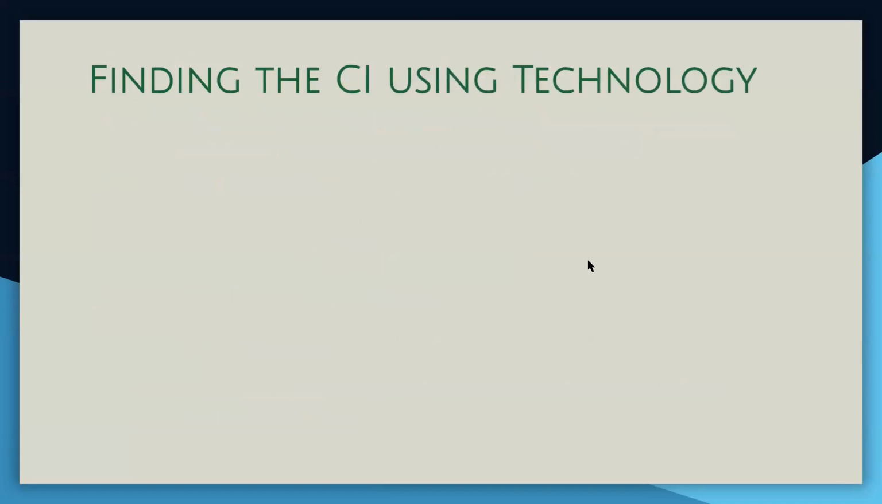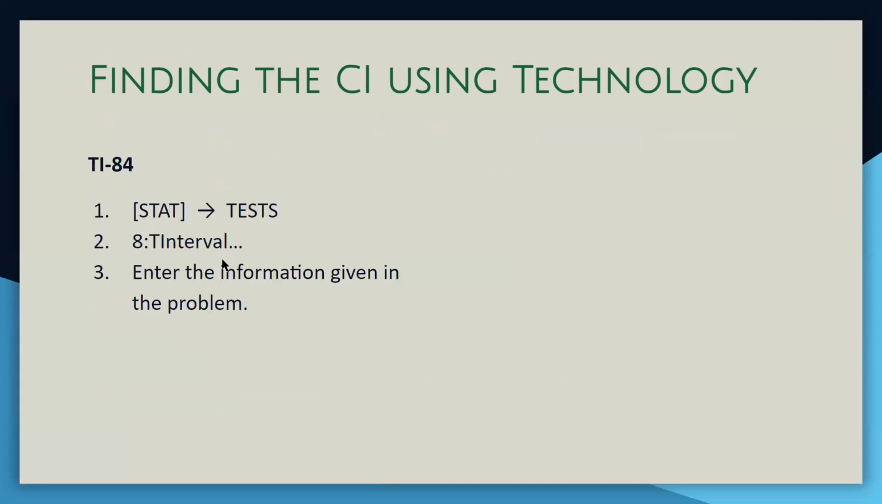On your calculator or GeoGebra, the process is going to look very similar to what we did when we have sigma. On the 84, you're going to that same menu, stat test, except you're choosing option 8 for t interval. Just like before, you're going to enter the information given in the problem. It's going to give you a choice between raw data and summary statistics, and that'll depend on what the problem gives you. And then you're going to select calculate and press enter.